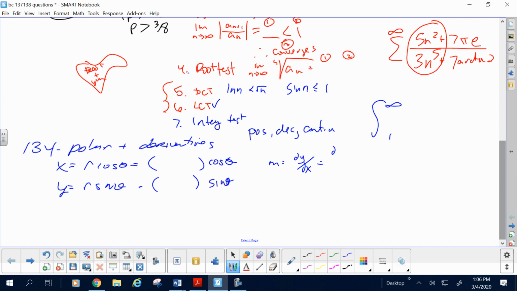dy/dx, which is dy/d theta over dx/d theta. So you would first find these and then take derivatives. And you should be able to do it with or without a calculator.